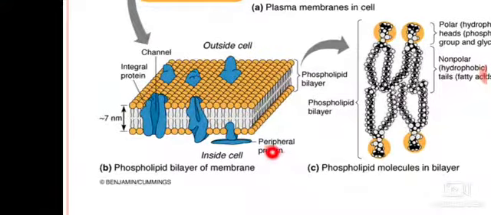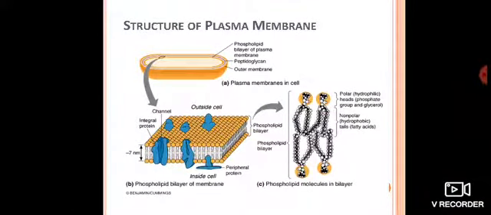So here we can observe the peripheral protein, in dark blue color. Okay, so this is the structure of your plasma membrane.